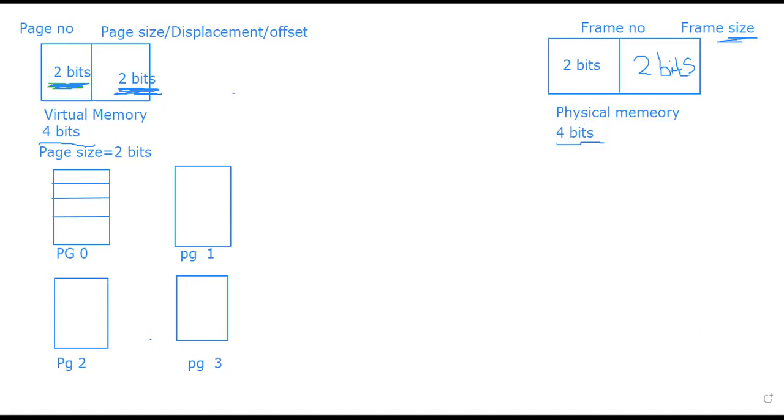If you take the total pages, we have altogether 4 pages. In one page 4 addresses are created, so 4 into 4 is 16. Altogether 16 addresses will be created. That means for the page size we are allocating 2 bits, so 2 to the power 2 is 4, meaning in one page 4 addresses will be created. If there are 4 pages, 4 into 4 is 16 addresses.